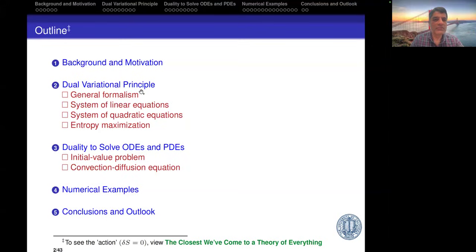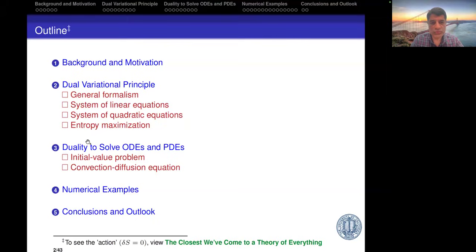And then I think it's beneficial to look at it first from things we already know about: linear equations, nonlinear equations, and I'll take a quadratic equation, and my own work 20 years ago on entropy maximization, just to show you some of the ideas that can be linked to this notion of dual variational principles.